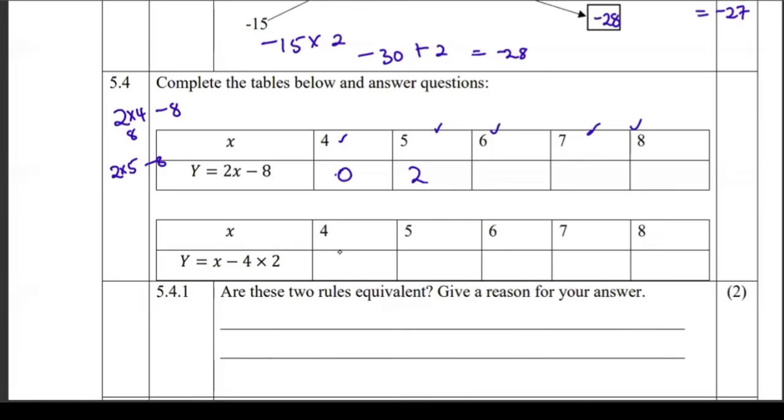But you can see that these numbers are continuous. Even the pattern must also be continuous. If you try 6, 2 times 6 is a 12. 12 minus 8 is a 4. So this should be a 6. That should be 8.